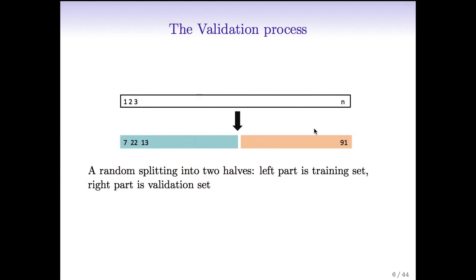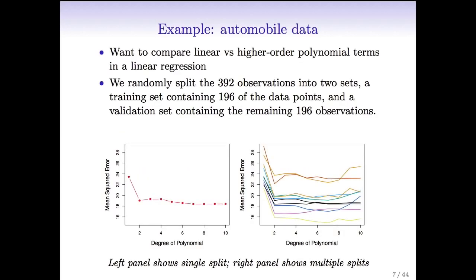It seems a little wasteful if you've got a very small data set, right? Yeah, that is wasteful. And as we'll see, cross-validation will remove that waste and be more efficient. But let's first of all see how this works in the Auto data. Recall we're comparing the linear model to higher order polynomials in regression.